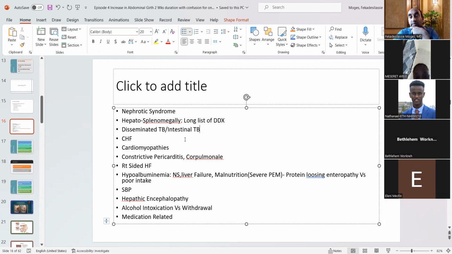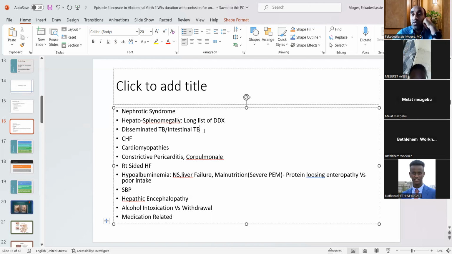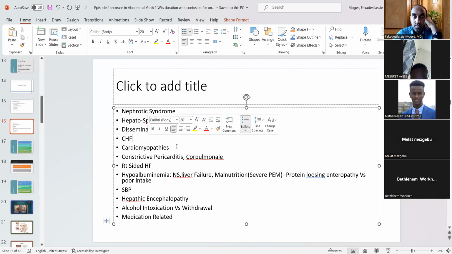Disseminated TB. Keep it. But why do you want to keep it? Until you do an investigation, maybe. No, why until you do a physical examination? Can you exclude it based on history? What should you have asked as part of the HPI? You didn't ask anything related to TB. So what information should you ask the patient?